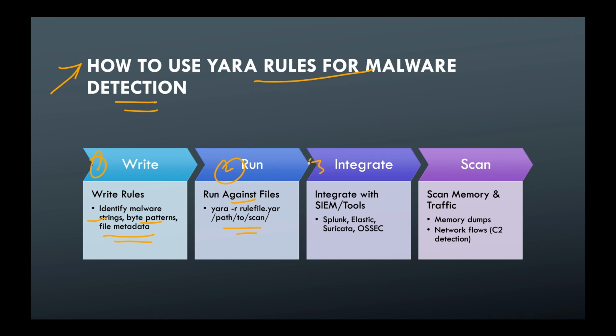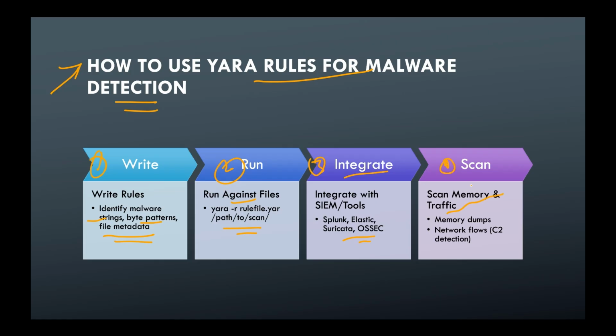Then number three, integration. So integrate YARA rule with your SIEM or any security tool. So you can automate YARA scan and integrate them with your existing security tool like your SIEM. For example, some SIEM platform like Elasticsearch or Splunk support YARA rule integration, allowing you to automate malware detection in real time. Also, you can use the endpoint protection. So some endpoint platform, if you're using like OSSEC or Suricata, you can also integrate YARA to enhance detection.